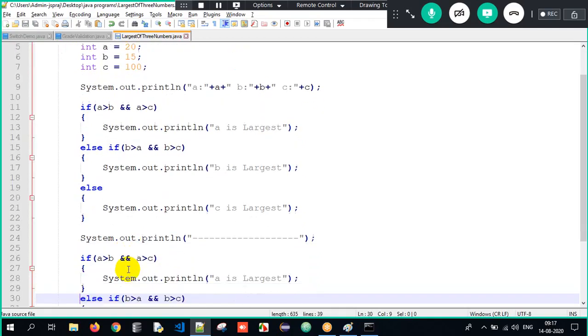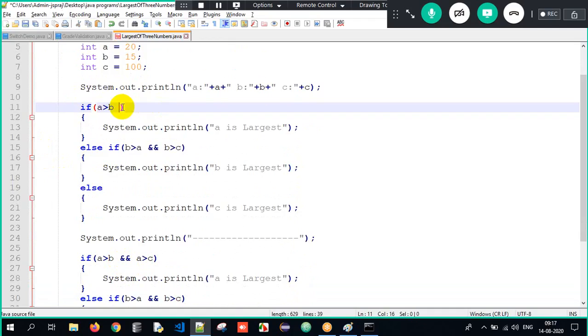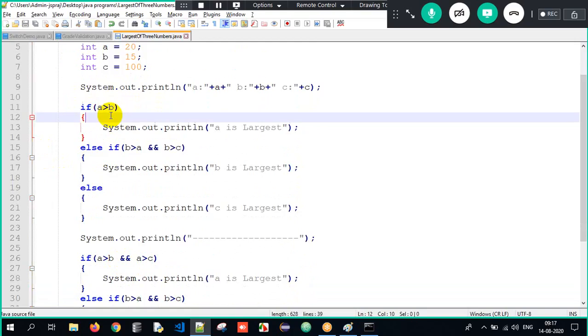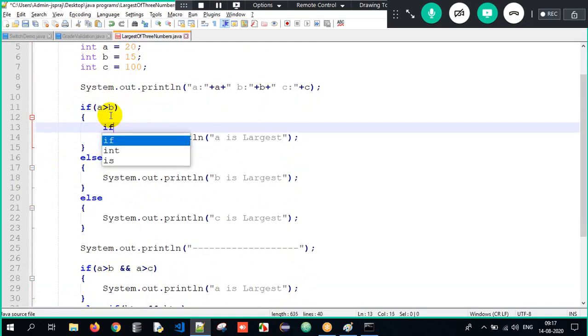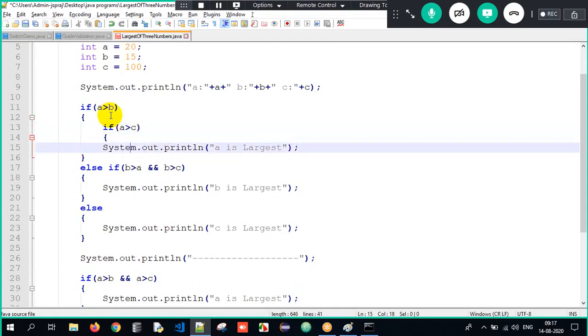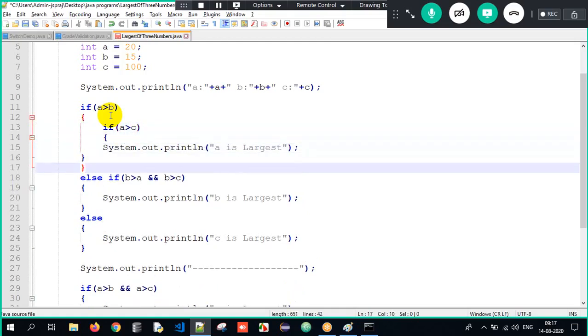So now here, this is the data. First, the competition is between whom? The competition is between A and B. If A is largest and B is smallest, then B is eliminated. The competition is between A and C now. So therefore, I check if A is greater than C. Therefore, I have to write the output as this.